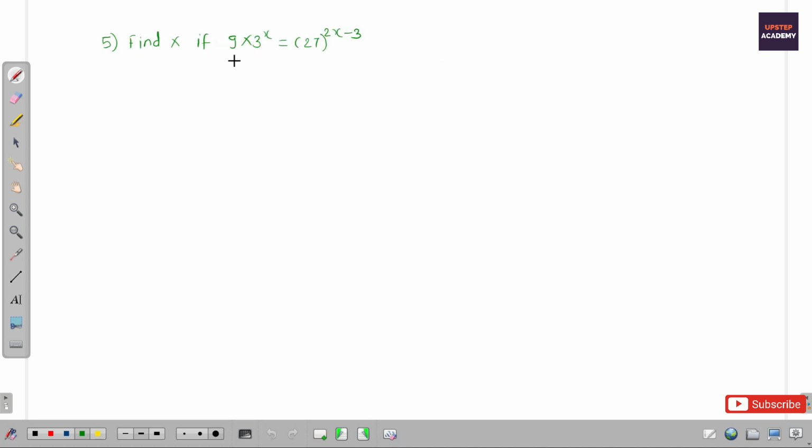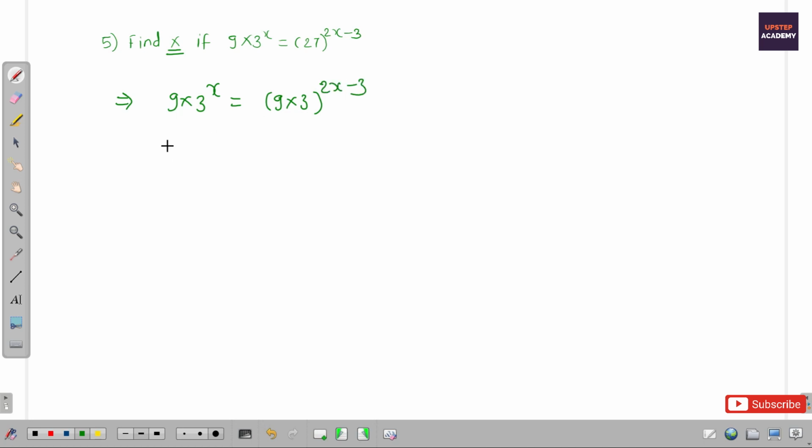Here is another example. If 9 into 3 raised to x is equal to 27 raised to 2x minus 3 is the equation given, then we have to find out the value of x. Okay guys, what will be the first step? First step will be 9 into 3 raised to x will be equal to this 27, we can write as 9 into 3 as raised to 2x minus 3.